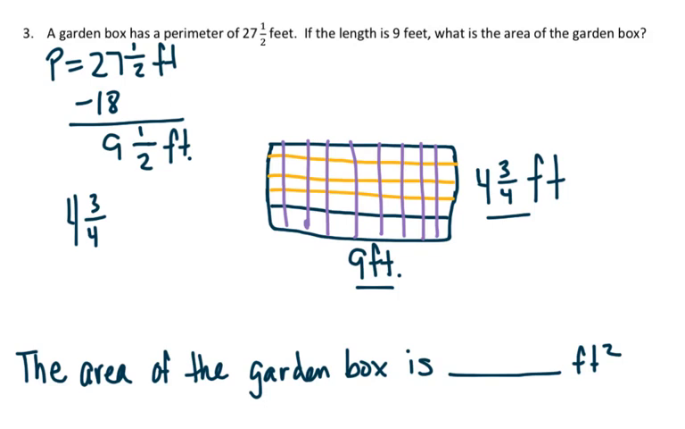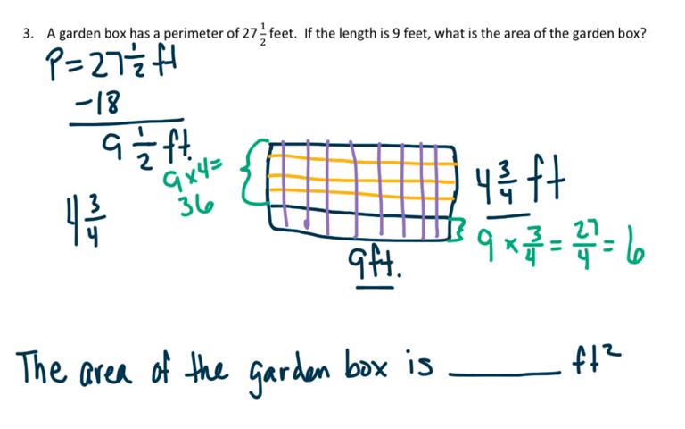So if I'm going to be multiplying this top section right here, the area of that section would be 9 times 4, which is equal to 36. And then the bottom area would be 9 times 3/4, which is 6 3/4. So the area of the whole garden box, I'm going to add those together.